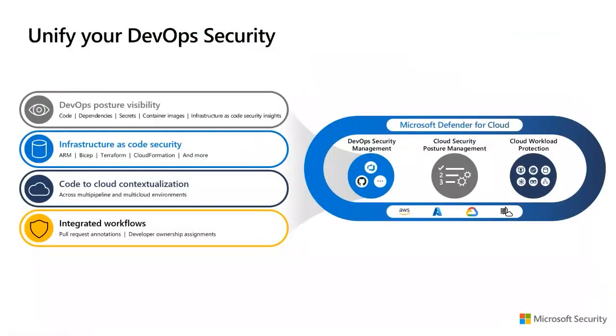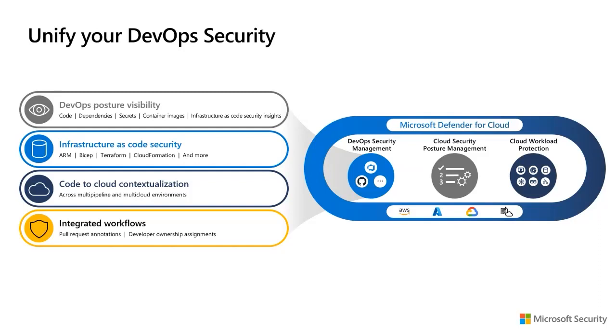Within Defender for DevOps, we have 4 key value pillars to unify your DevOps security. First is DevOps Security Posture Management, providing the security team with visibility into the vulnerabilities that exist within your code, dependencies, the secrets in your code base, when vulnerabilities are identified in container images, and infrastructure as code security insights.